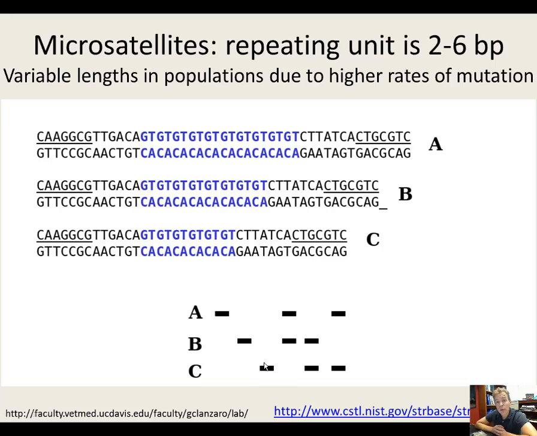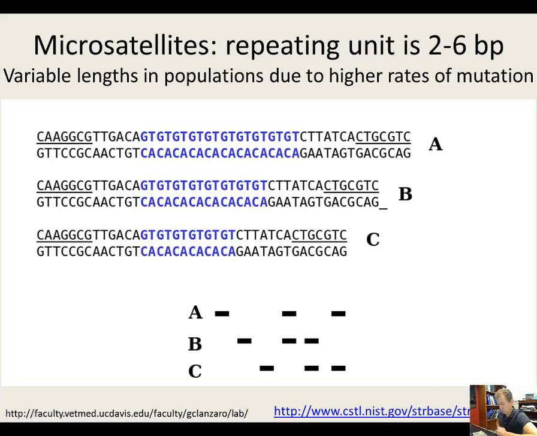Then you can analyze individuals. Remember, everybody is diploid. We have 2 copies of every gene, and in this case, 2 copies of every microsatellite. This individual here would have 1 of the long versions and 1 of the medium versions, whereas this person, the DNA from this lane, would have 1 microsatellite of the intermediate version and 1 of the short.